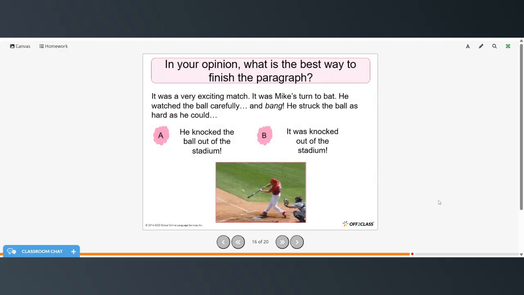It was a very exciting match. It was Mike's turn to bat. He watched the ball carefully and bang. He struck the ball as hard as he could, and it was knocked out of the stadium. So here, the ball was the given information, so we would want to start the next part of the sentence with it to refer to the ball.